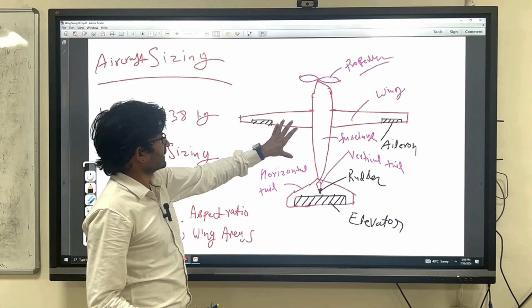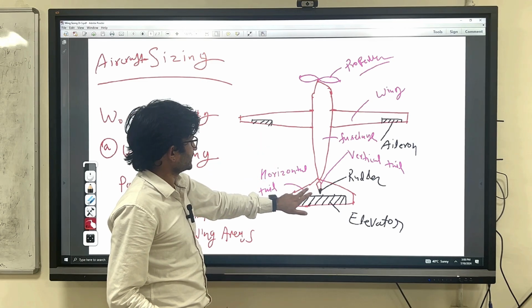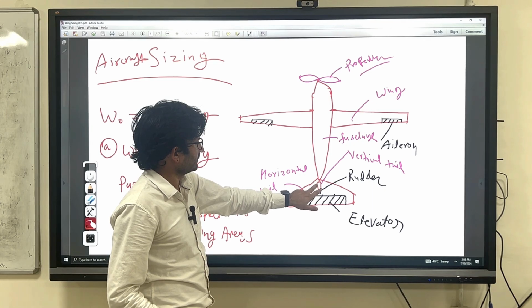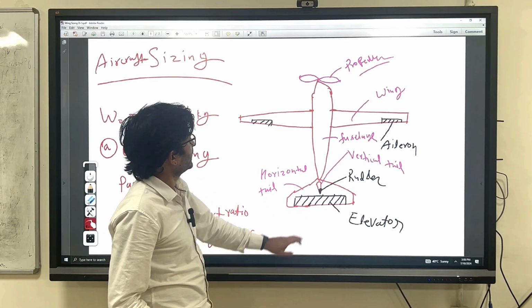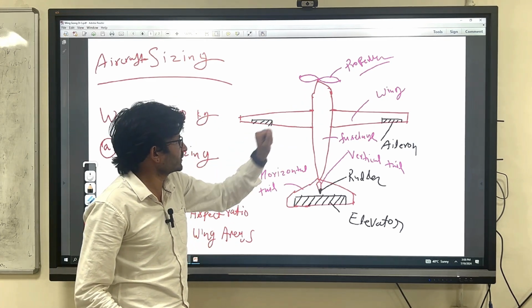And this is a typical aircraft. You can see this is a wing, this is the aileron, this is a horizontal stabilizer, this is elevator, this is vertical stabilizer, this is rudder. Okay, and this is a propeller. Okay, and this is the body of the aircraft called fuselage.